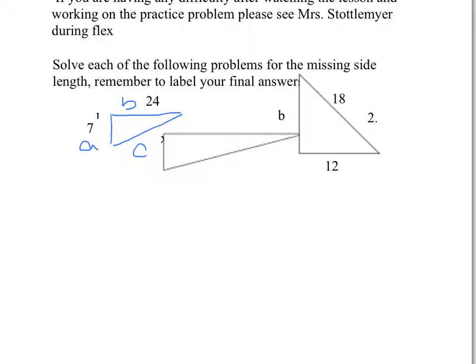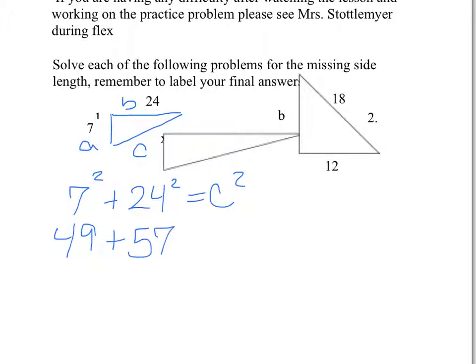So it's going to be 7 squared plus 24 squared, equaling c squared. On the left-hand side, we're now going to work out the math. 7 squared is 49. 24 squared is 576, equaling c squared. Add the 49 and the 576, and I get 625 equals c squared.